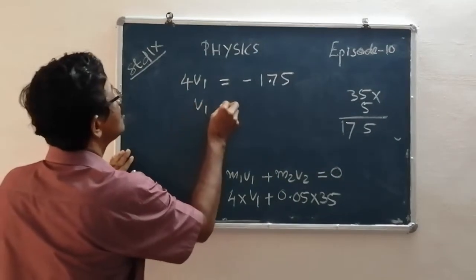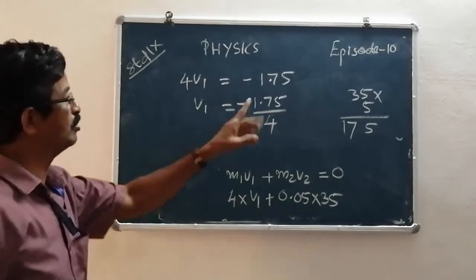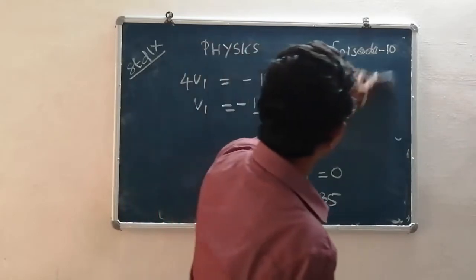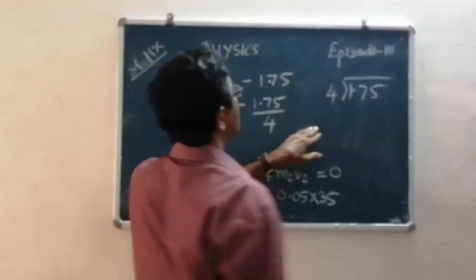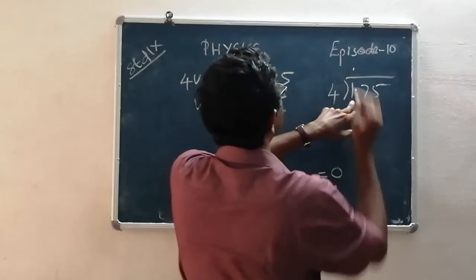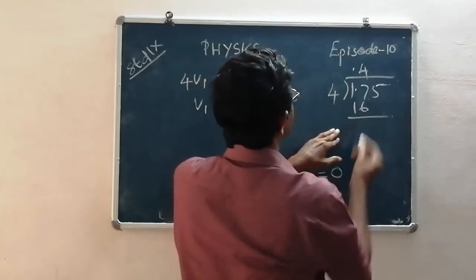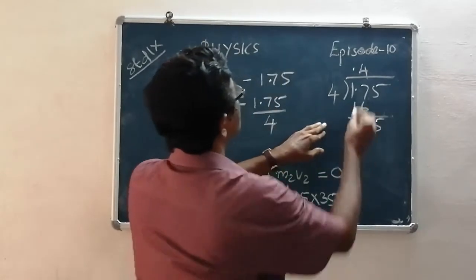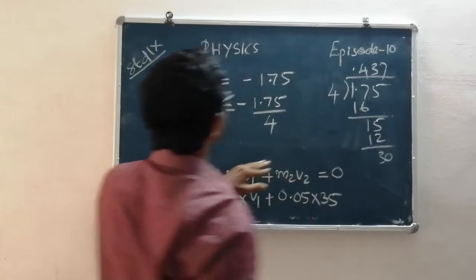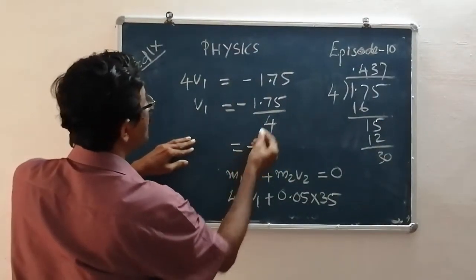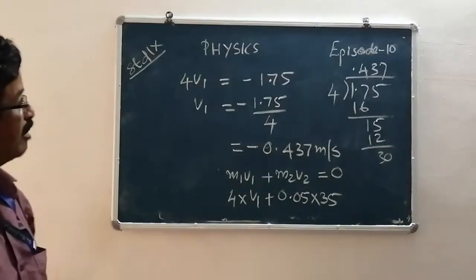Now V1 is equal to minus 1.75 divided by 4. You know how to divide this one? Then how much will this come? 1.75 divided by 4. We cannot take 4 from 1, so we put a decimal at first. Now 17, that means 4 times 4, that means 16. 1, 5, that means 4 times 3, 12. 3, 30. That is equal to 7. So this will come as minus 0.437 meter per second.